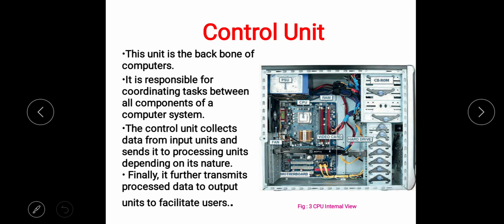First is the control unit. This is called the backbone of our computer system. Its responsibility is to coordinate the tasks between all the components of our system. The control unit collects data from input units and sends it to the processing unit, like addition in the ALU section, printing for the other components, and finally it transmits all these instructions to the output unit for the users.